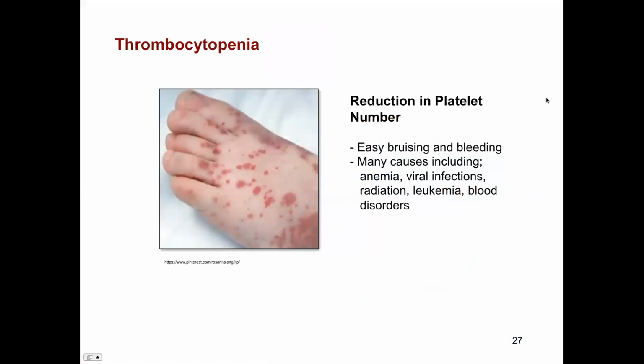Another thing that can go wrong: thrombocytopenia. This is if you have a reduced platelet number. So what happens then is that you have very easy bruising and bleeding, and that can be caused by a variety of things: anemia, viral infections, radiation, leukemia, blood disorders. But suffice to say, you've got a reduced platelet count, all right?